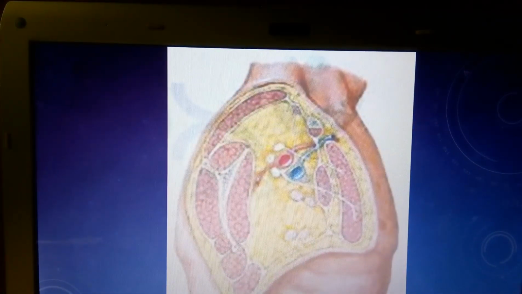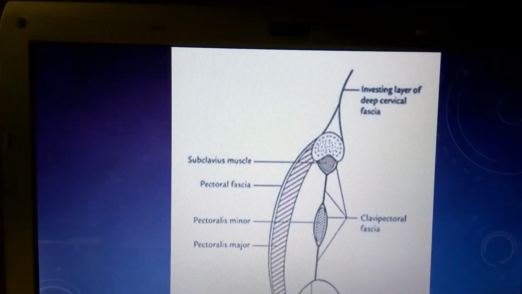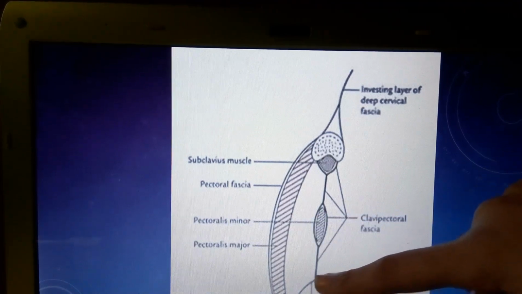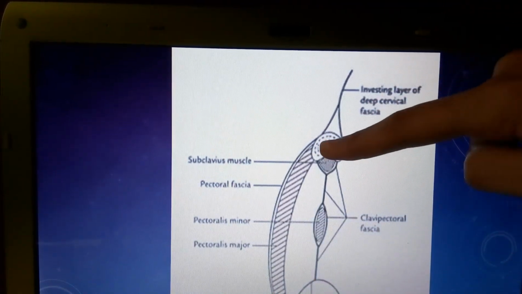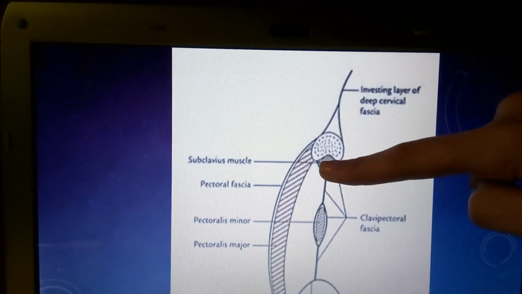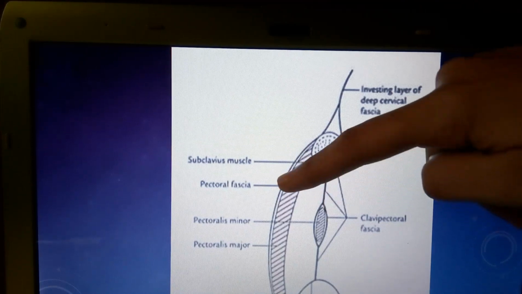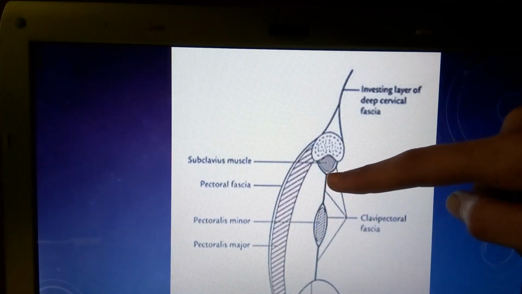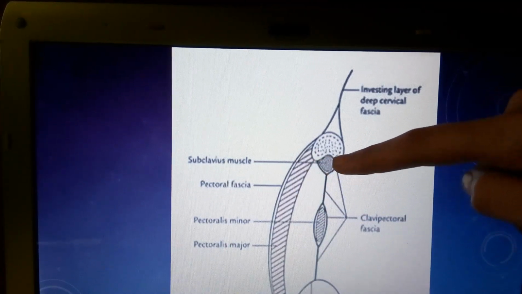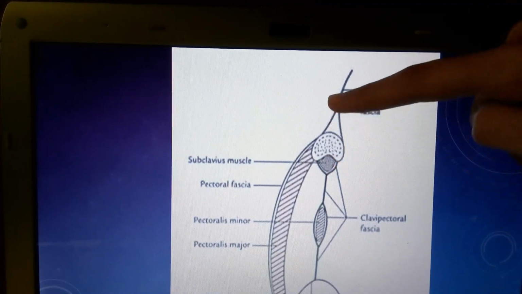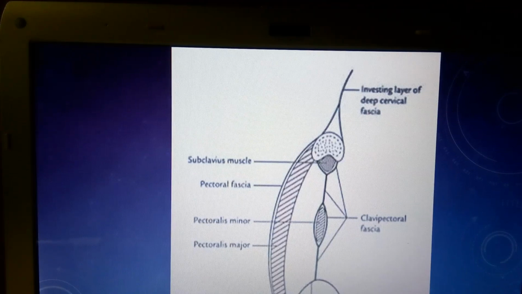Next we are going to discuss the clavipectoral fascia, which is the last topic for today. Clavipectoral fascia extends from the clavicle above to pectoralis minor below and gets attached to the axillary fascia. We have the clavicle bone here, and below the clavicle we have a muscle called the subclavius muscle. Clavipectoral fascia is a fascia deep to this pectoralis major muscle. This fascia divides into anterior and posterior lamina, encloses the subclavius muscle, and the posterior lamina joins with the investing layer of deep cervical fascia above.